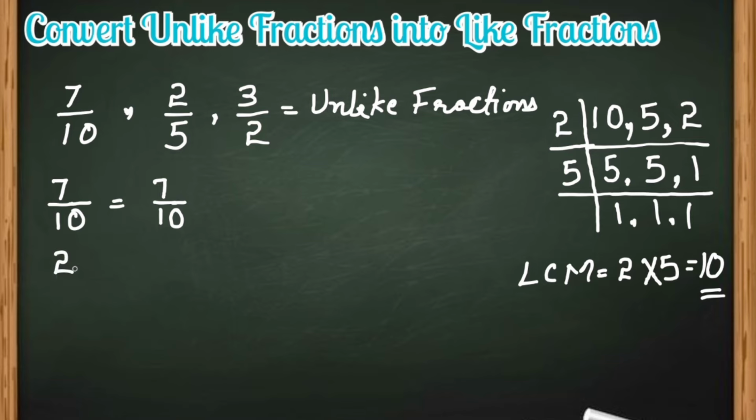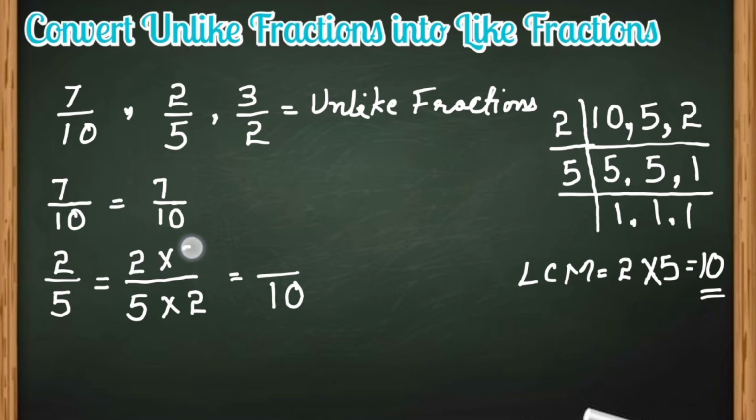Now, because the first fraction already we have 10 as the denominator, we'll write it as it is. We'll take the next fraction, that is 2 by 5. To make the denominator 5 as 10, we have to multiply 5 with 2. By multiplying 5 with 2, we will get 10 as the denominator. So here we made the denominator as LCM we have got, that is 10. But because we have multiplied the denominator by a number, we have to multiply the numerator also by the same number. By multiplying the numerator, that is 2 with 2, we will get 4. So this fraction became 4 by 10.